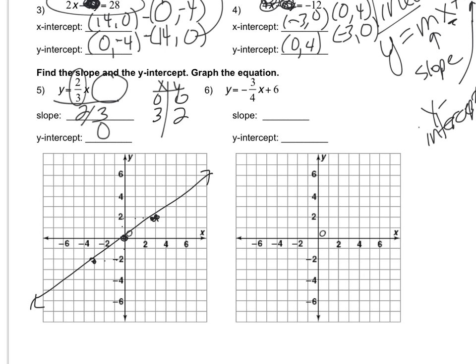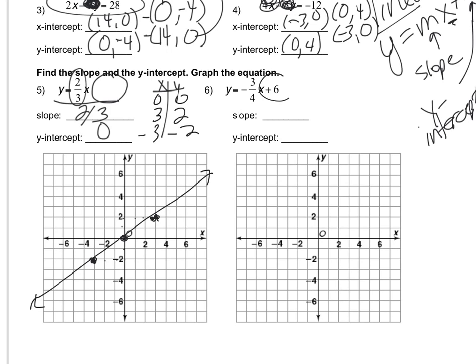And there's that point right there on the graph. I could also pick a negative 3. 2/3 times negative 3 is a negative 2, which is this point right here. So whether you choose to use slope-intercept or make a t-table, you should get the same line.